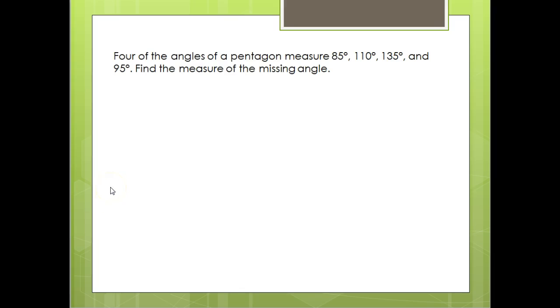So now we have this awesome pentagon. Remember, pentagons have 5 sides, and it's given us 4 of the angles. So the first thing we need to do is figure out the total number that the angles should add up to. So if I have 5 minus 2, this is going to give us 3. Multiply it by 180. 3 times 180 is 540 degrees.